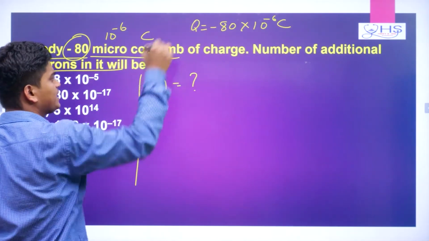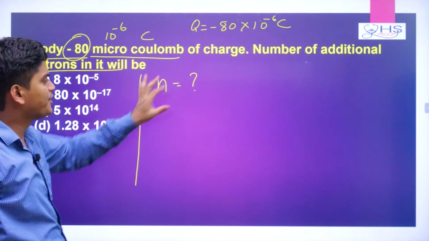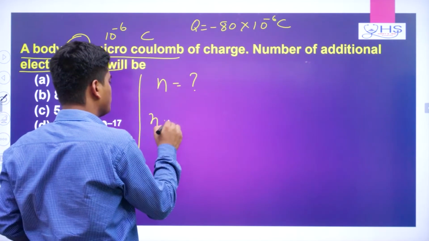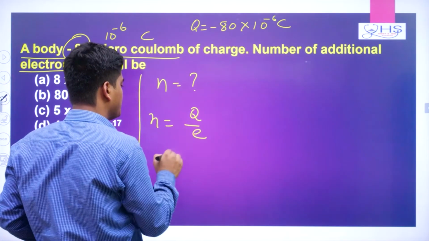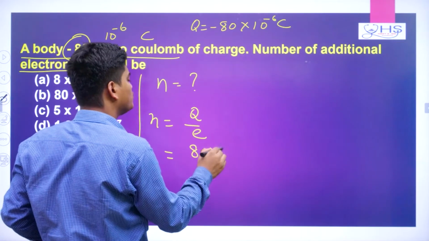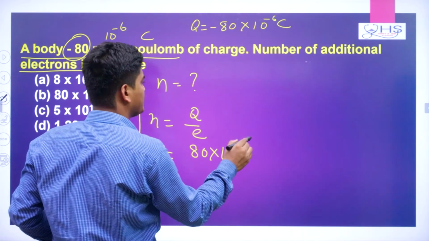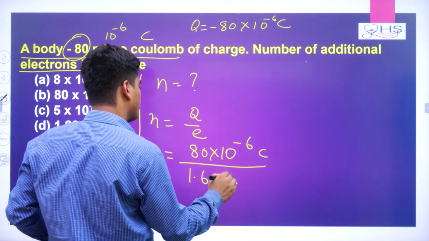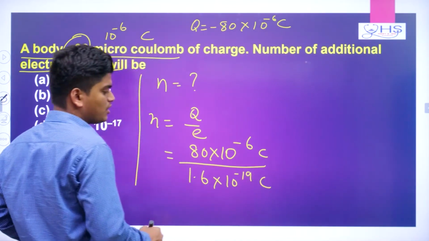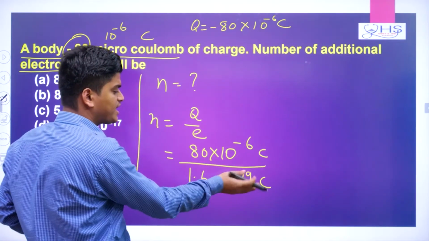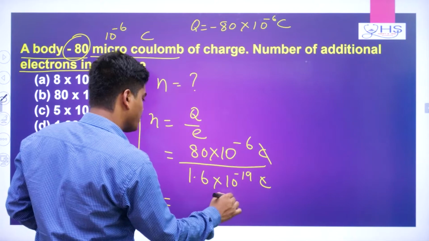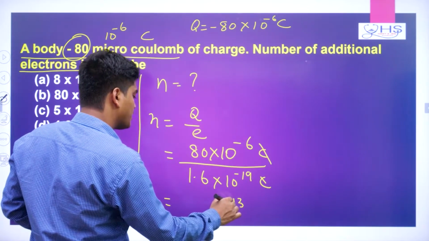Because it is negative charge, definitely the number of electrons is more. So what is the formula for N? We just studied Q by e. Now Q is given, 80 into 10 to the power minus 6 coulomb, and the electron charge is 1.6 into 10 to the power minus 19 coulomb. Now if you cancel this, 10 to the power minus 19 you take off, coulomb cancels, and it will become 10 to the power 13.